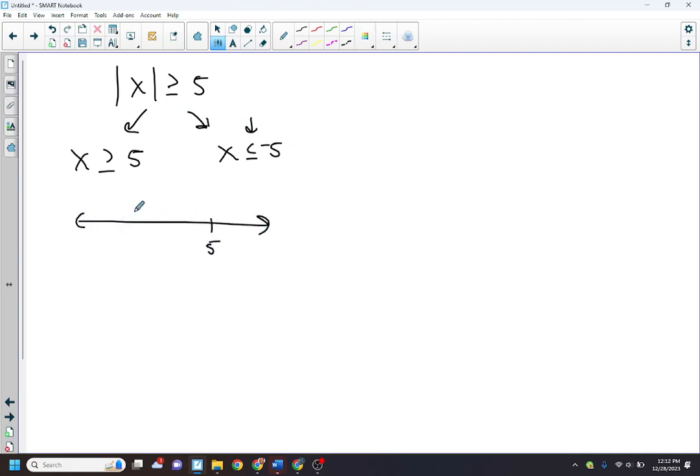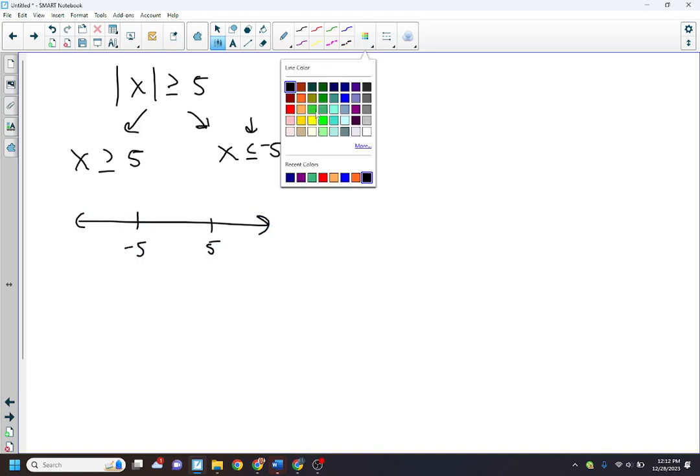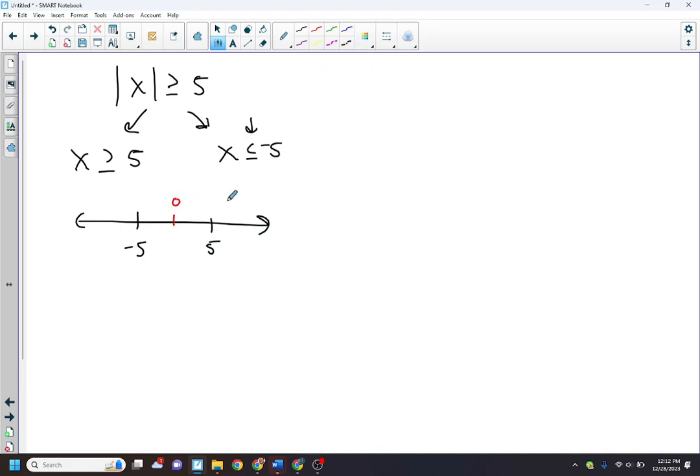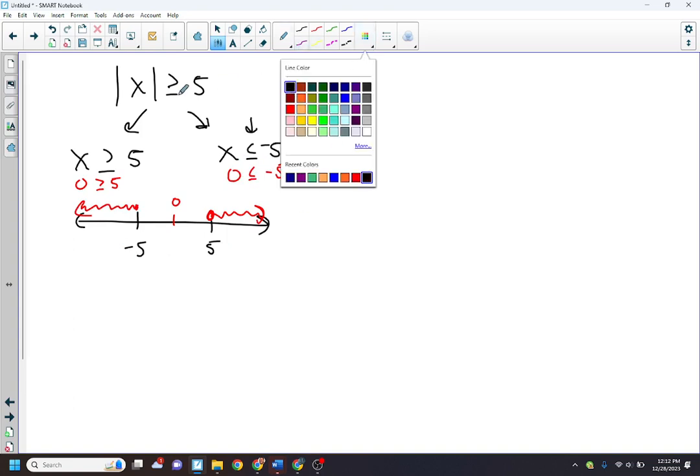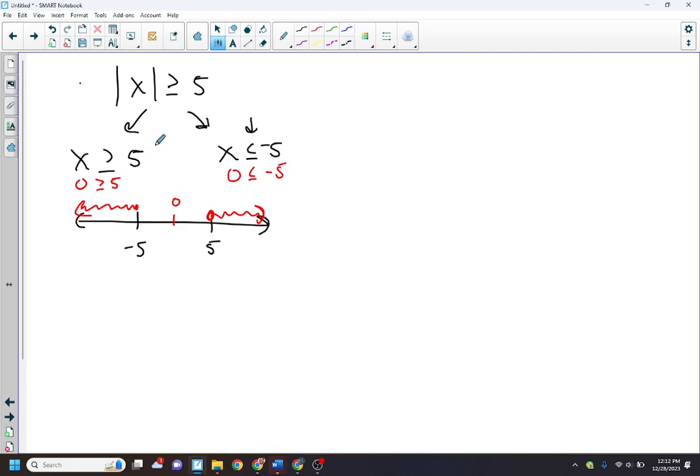Here's 5. Here's negative 5. In this scenario, 0 is in the middle. Is 0 bigger than or equal to 5? Well, that's not true. So we're going to go away from it. 0 is less than or equal to negative 5? Well, that's not true. We go away from it. This looks like an OR statement. When it comes to absolute value inequalities, it's going to look like an AND or an OR statement.